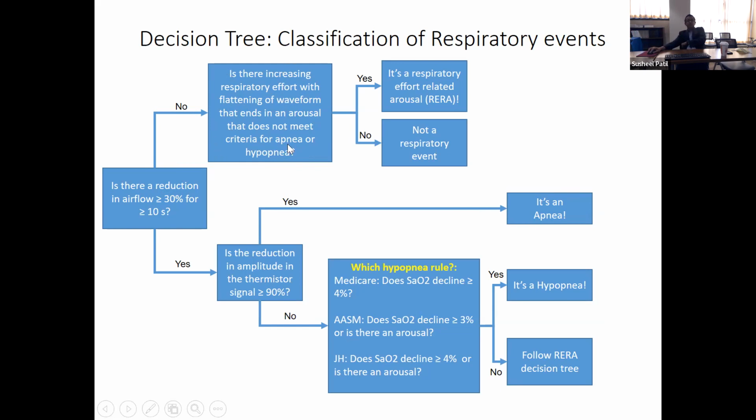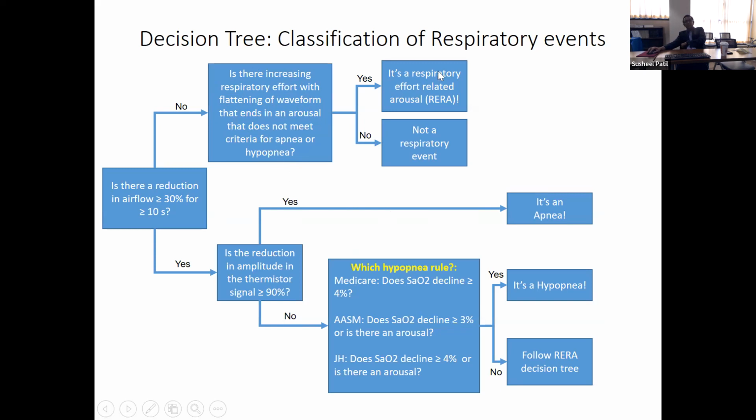The other part of the tree here is that there is a reduction, but it doesn't meet 30%. Or maybe there's even an increase in flow. And so the question here is, is there an increased respiratory effort during that period of time, with a flattening of the waveform that suggests flow limitation that ends in an arousal and doesn't meet the criteria we just talked about for apnea or hypopnea.